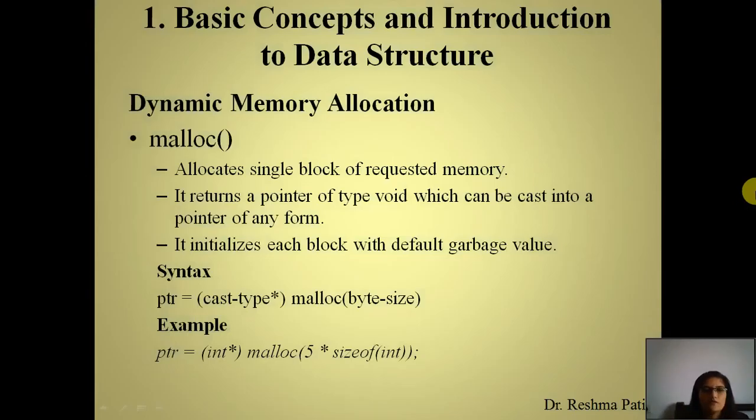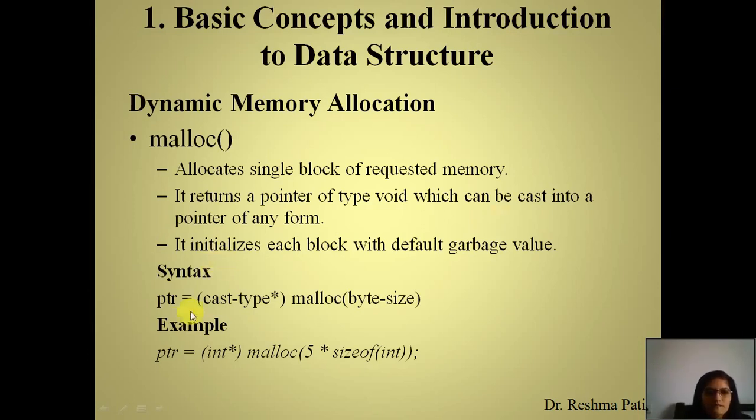Now first we will see the malloc function. It allocates a single block of requested memory. It returns a pointer of type void, which can be cast into a pointer of any form. We can declare a pointer of integer, character, float. So the returned pointer value we can convert into any type of pointer. It initializes each block with a default garbage value. Here every block is initialized with garbage value using malloc.